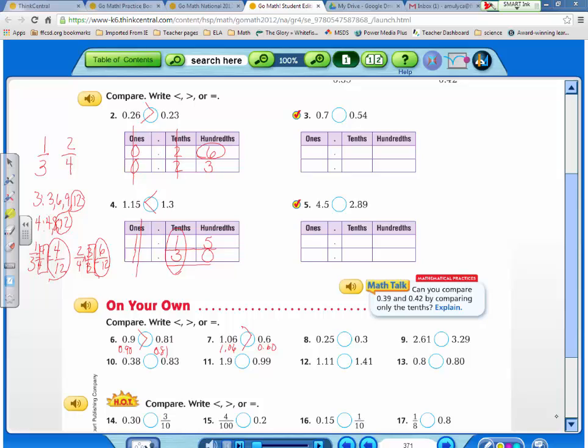So make them the same length so that they are both in hundredths, and then compare them. Take a look at that ones place first, and then the tenths, and then the hundredths. Even saying them out loud will also help you do the comparisons.